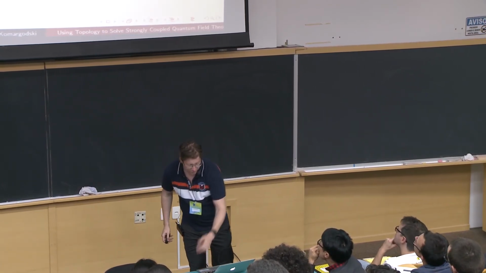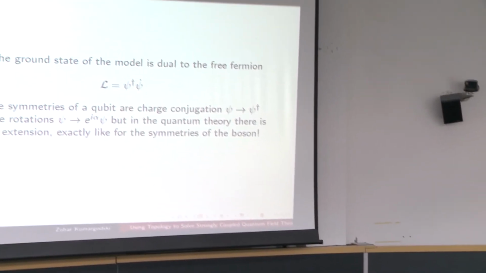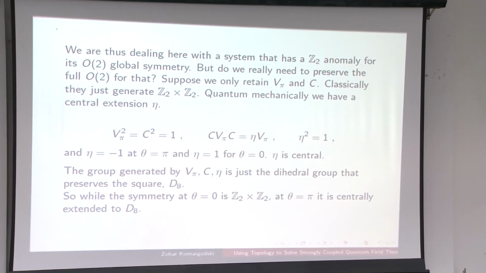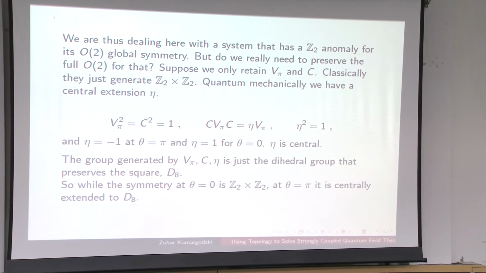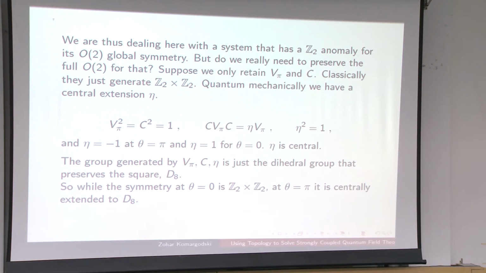So this is an example of, if you want, boson-fermion duality, that bosons and fermions can be the same in quantum mechanics. This is the simplest model of this sort. So what we're doing here is that we're dealing with a system which we can now introduce the word anomaly. When this happens, we can say that the system has an anomaly.